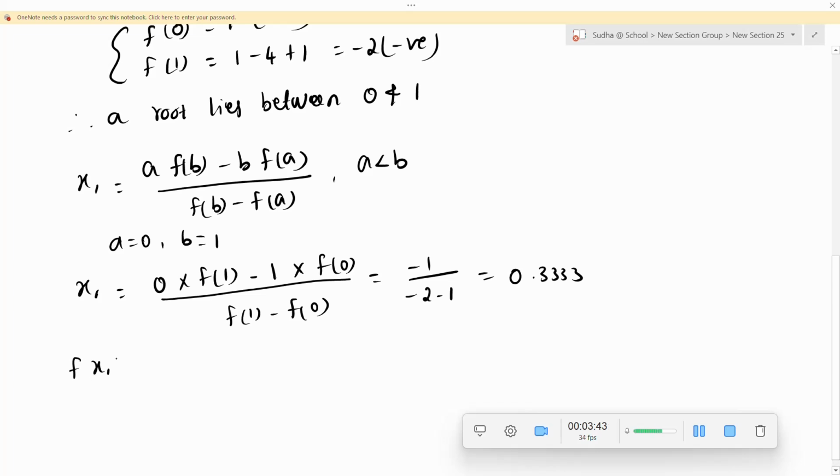For f of x1, we have to check whether this x value gives positive or negative. Already we have the f of x function. Instead of x, we have to substitute 0.333. Then we'll get minus 0.2963, which is negative.